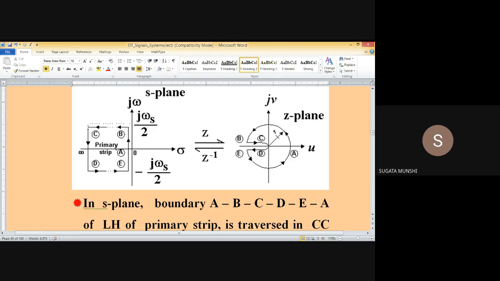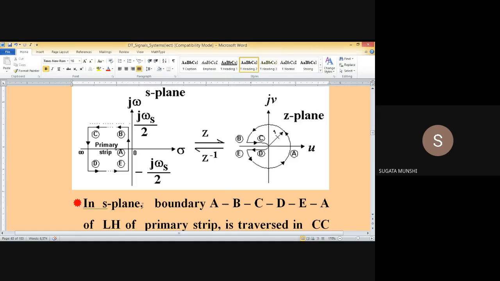From a value of omega s by 2, the value of omega is gradually decreasing, which means the argument value is gradually decreasing. Ultimately, as you reach here, it is minus omega s by 2. D corresponds to omega equal to minus omega s by 2. So what will be the value of Z? Magnitude is 0. Argument is how much? Minus pi radians. So this is D. Magnitude is 0, but argument is minus pi radians.